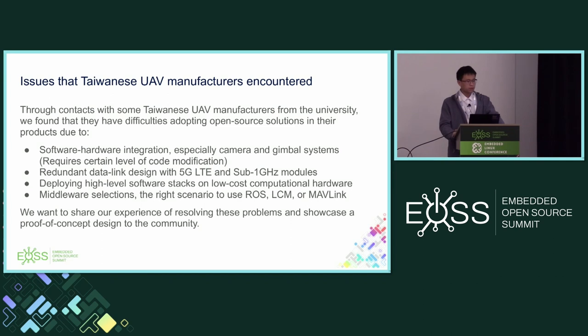Through contacts with some Taiwanese UAV manufacturers from the side of the university, we found that they have difficulties adopting open source solutions in their products due to the following reasons. First, software hardware integration, especially for camera and gimbal systems, which requires a certain level of code modifications. Second, design of redundant data links, with 5G LTE and sub 1 GHz modules. Third, to deploy high-level software stacks on low-cost computational hardware, which we will elaborate on later. And finally, to choose the proper middleware, which means knowing when is the right scenario to use ROS, LCM, or MAVLink.